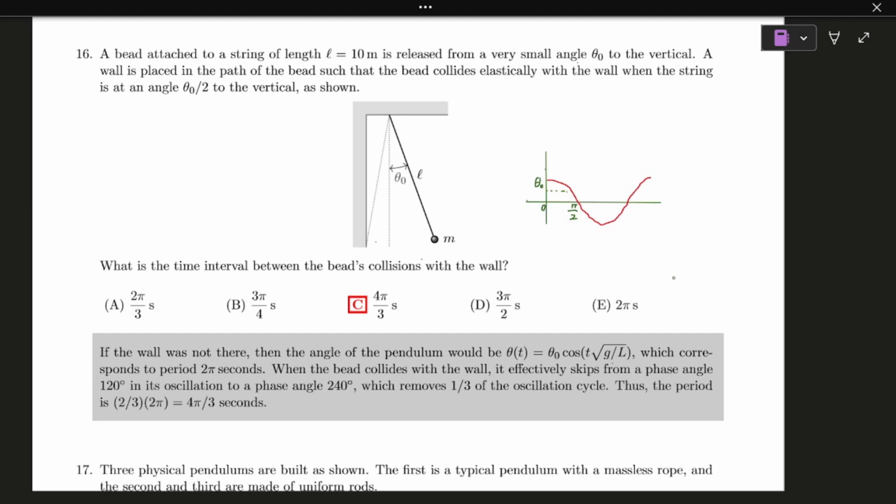Let's look at problem 16. We have a pendulum. The range of motion is limited by this wall on the left-hand side at an angle of about half of theta zero, theta zero being the full range of angular motion. Question is, how much is the time period of travel reduced? What value is that in seconds?